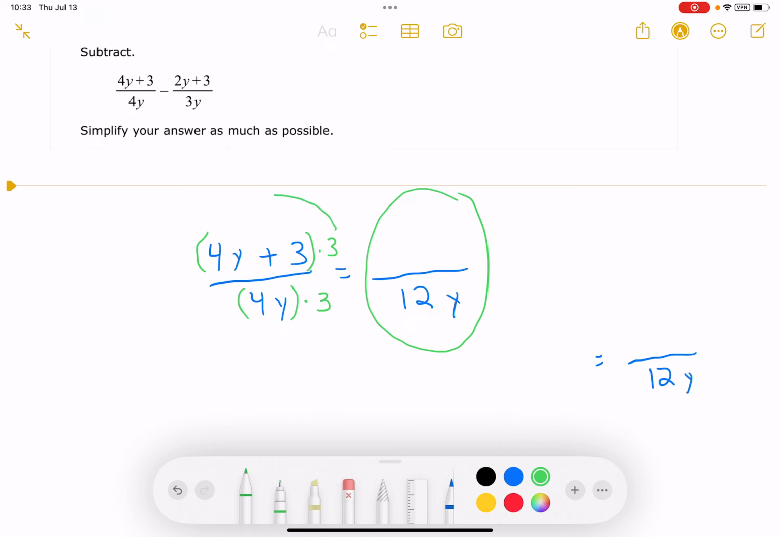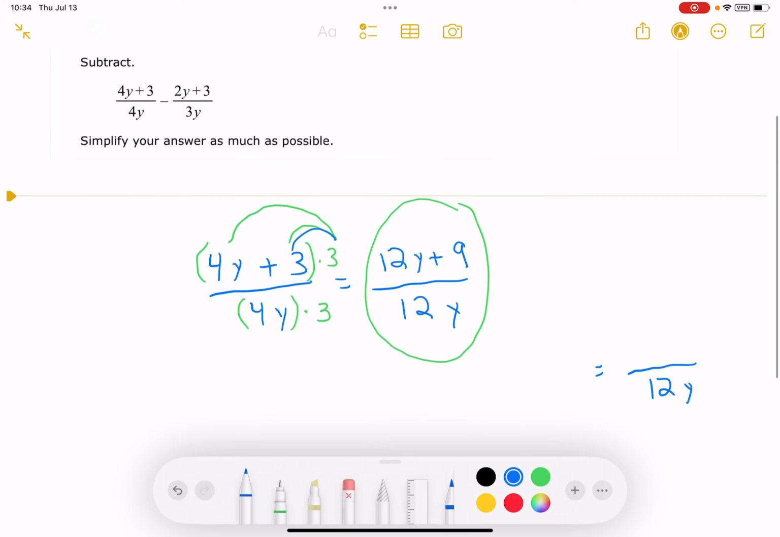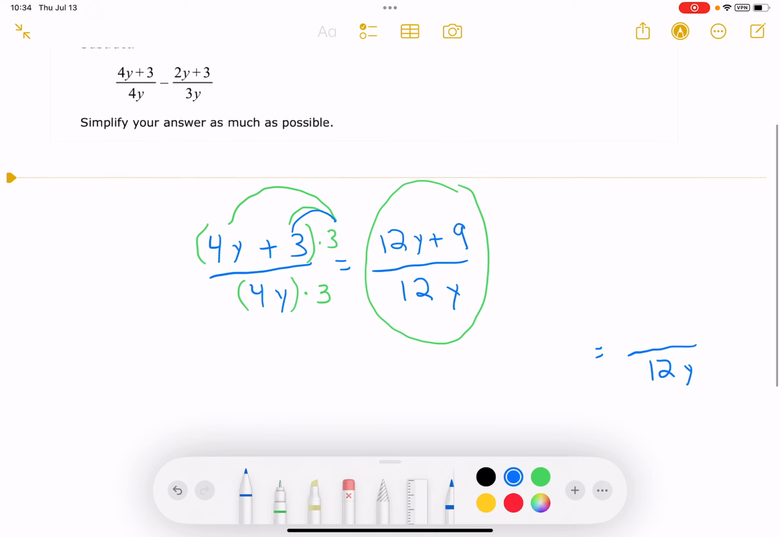Okay, now let's multiply the top. So now we have 12y. Let's see, I'm going to change this to blue. 12y, we're doing distributive property. 3 times 4y is 12y. Plus, because there's a plus right here, 3 times 3 is 9. So that's our new expression. Instead of this 4y plus 3 over 4y, we get this new expression, and we're going to use that, okay?